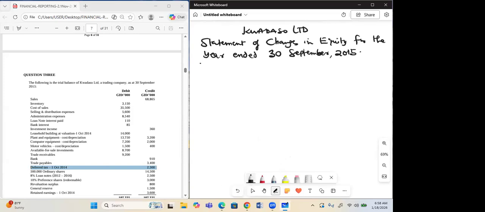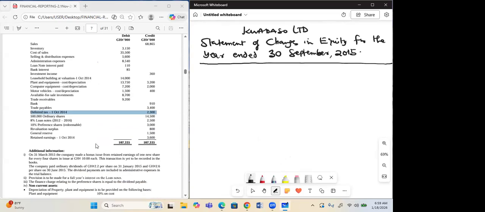So, underline this carefully. Go through the trial balance. What are the equity items that are there? We have share capital, retained earnings, revaluation reserves, and also general reserves. So this time, all the 4 components are there.